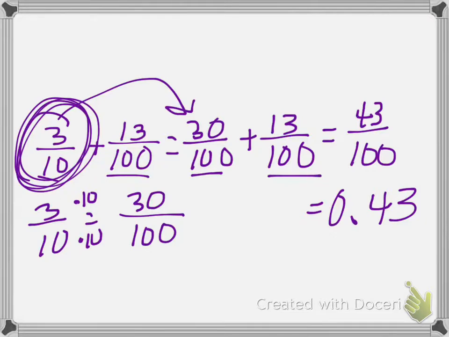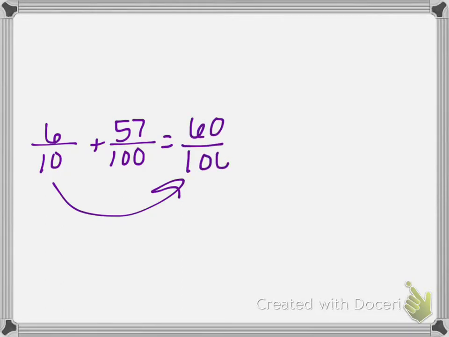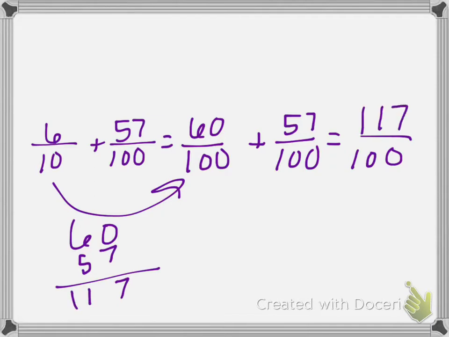All right, last one that we're going to practice. Again, I'm going to turn that 6 tenths into 60 hundredths, so I have same units, plus my 57 hundredths. And I'm going to get something hundredths. Now if you step over to the side, I expect you guys to show your work for this. You get 7, and 6 plus 5 is 11. That's 117 hundredths. But we're not going to leave it like this.